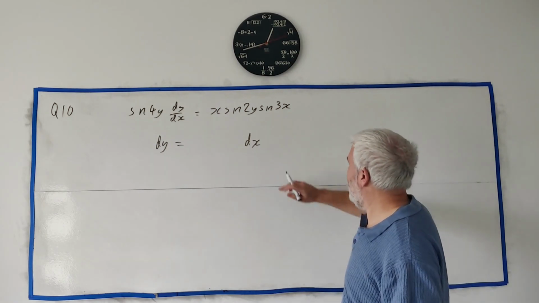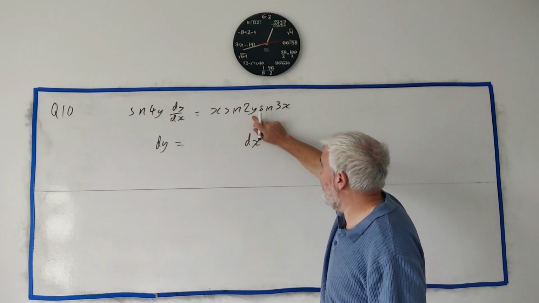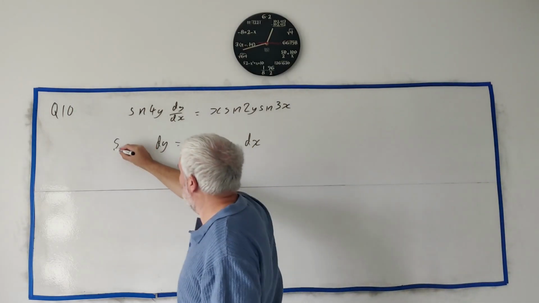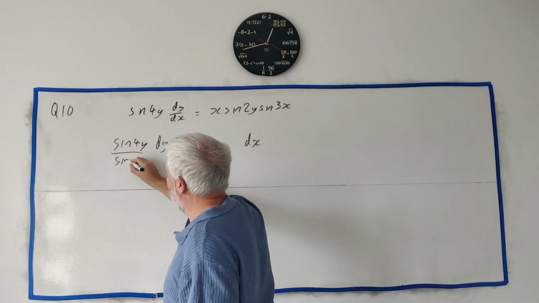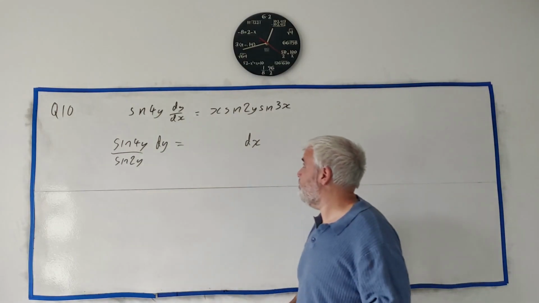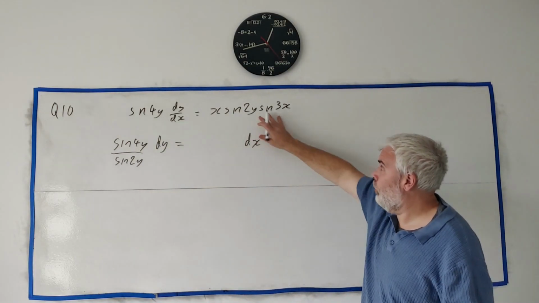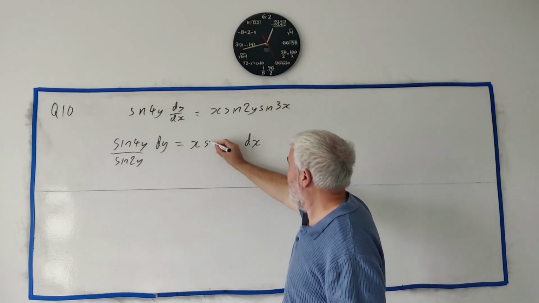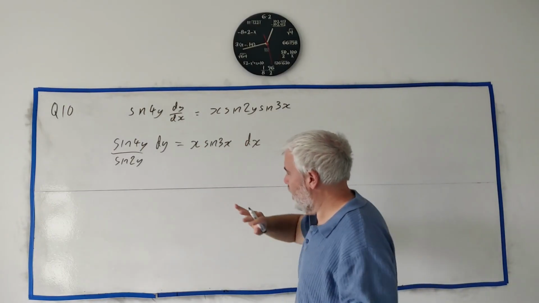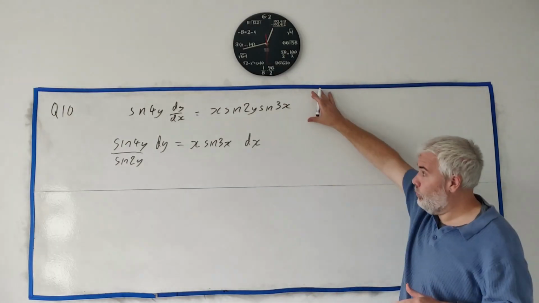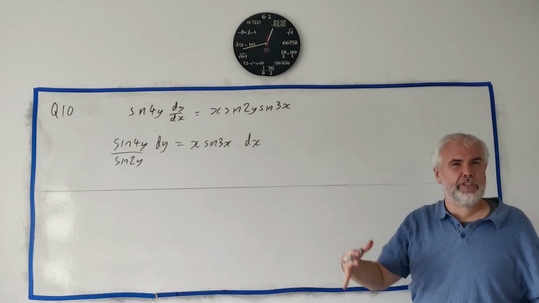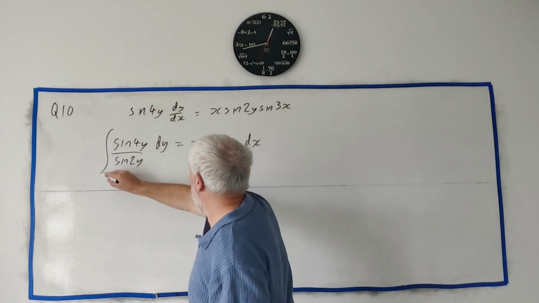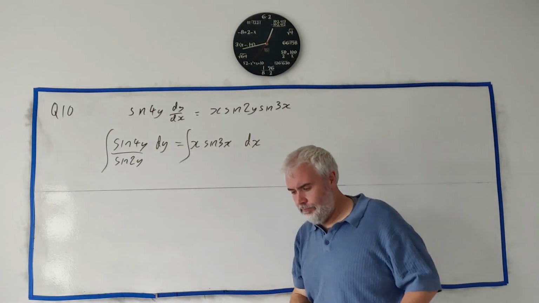So let's do that now. We have a sine 2y on the right. So if we divide that across, we leave this guy where he is, sine 4y, and it's divided by sine 2y. The x's are already on the right. We have an x and a sine 3x. So this question, instead of the one up here, we can think of it as this, and how we do it is we just integrate both sides. So we add an integral in here.